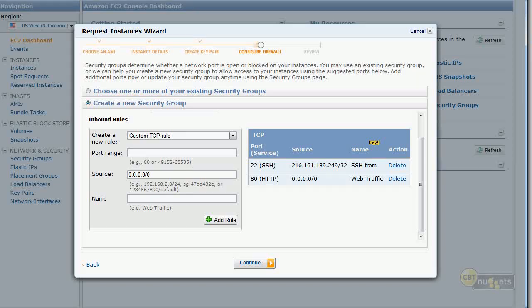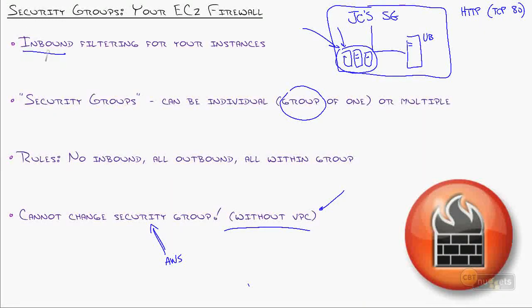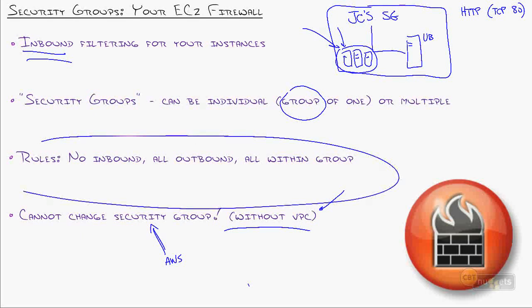Now, security groups, let me flip back here, are for inbound filtering. They do not do outbound filtering. And let me go to this default and discuss this real quick. The rules of security groups: by default, if you go into the default security group, there will be no inbound access allowed. So let's draw a little server here. We put them in the default security group. There is nothing allowed inbound, everything is allowed outbound, and everything is allowed within the group.